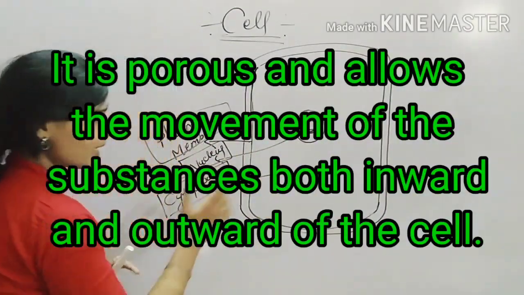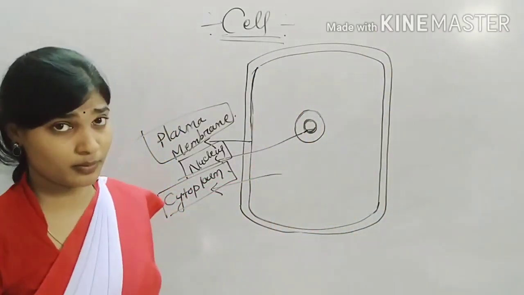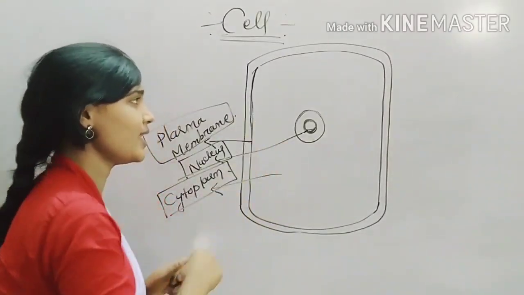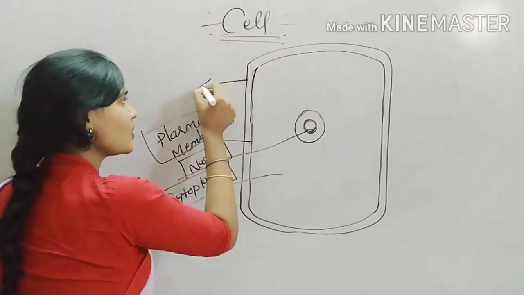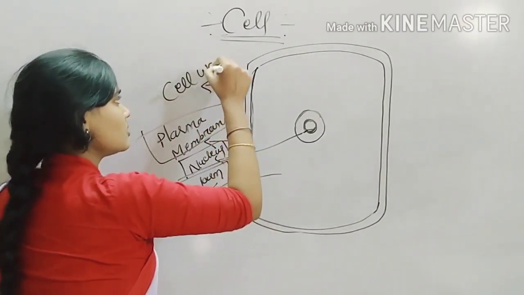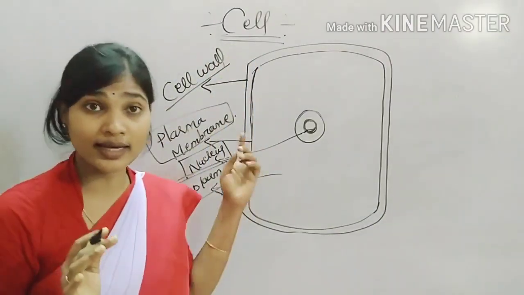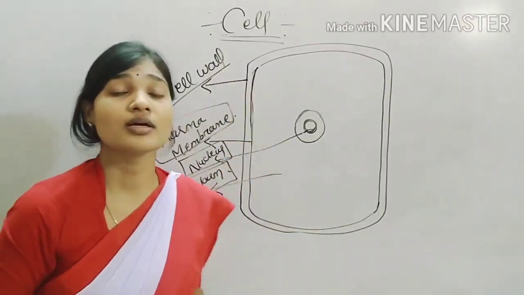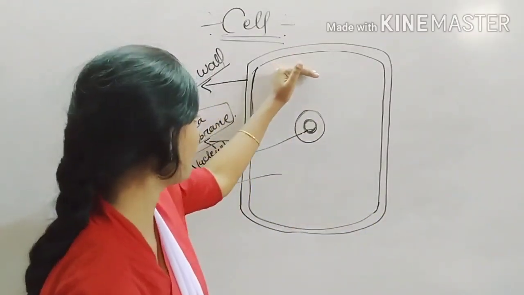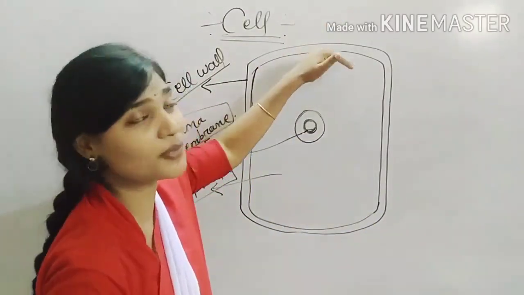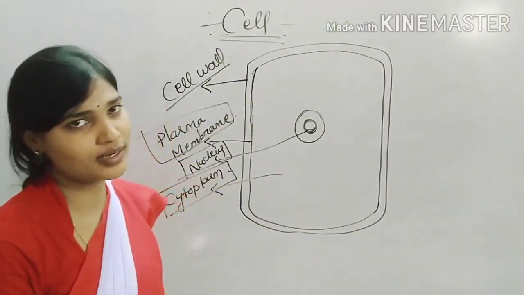Okay, and this is the diagram of the plant cell. Here you have to remember that in case of the plant cell, there is another outermost covering. This covering is known as the cell wall. Don't get confused between cell membrane and cell wall. The another layer that protects the cell membrane or plasma membrane is the cell wall. In case of the plant cell, the cell wall is present.